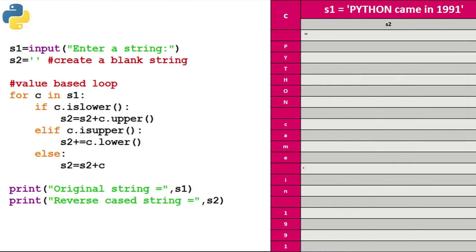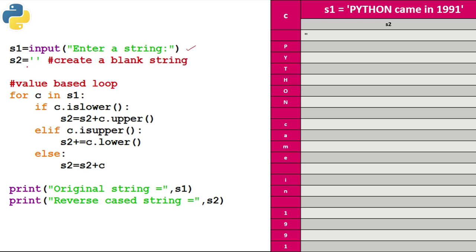So here's a screenshot of the code, and I'm going to do the dry run for all of you. The first statement asks the user to enter a string, and we are storing it in S1. So S1 is going to store the reference to a string entered by the user. This S1 is my source string, and S2 is going to be the string that I'll be creating afresh.